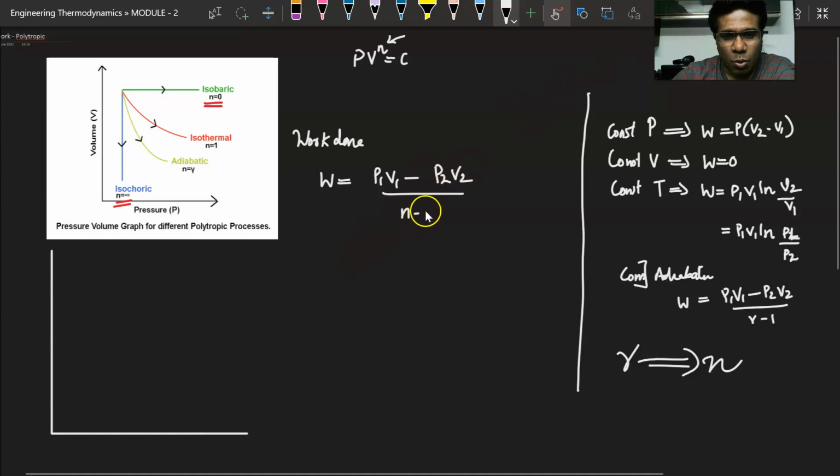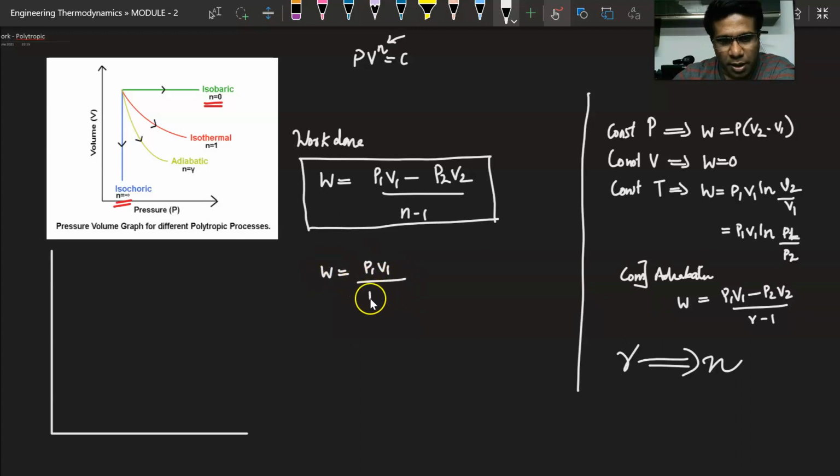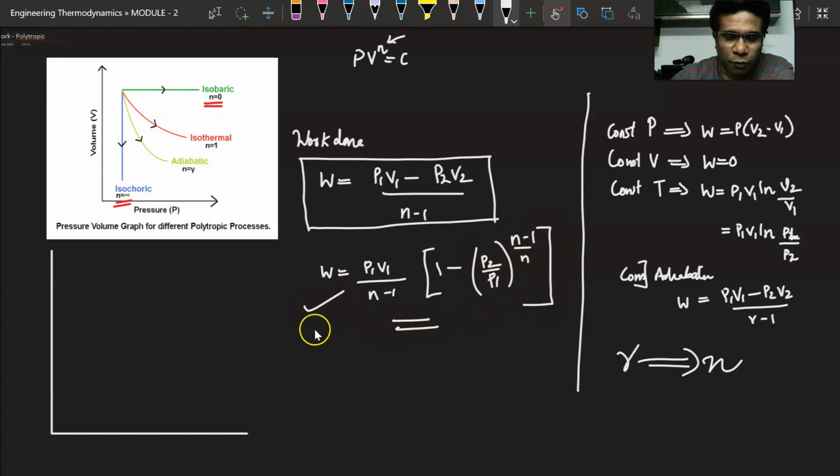It can also be written as W is equal to P1 V1 by (n minus 1) into [1 minus (P2/P1) raised to (n minus 1)/n]. This equation can also be used for finding the work done during a polytropic process. So the derivation is exactly the same as the adiabatic process. Instead of gamma, you just substitute the index n, and that will give you the work done.